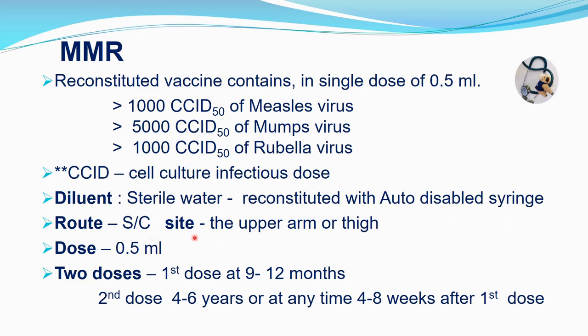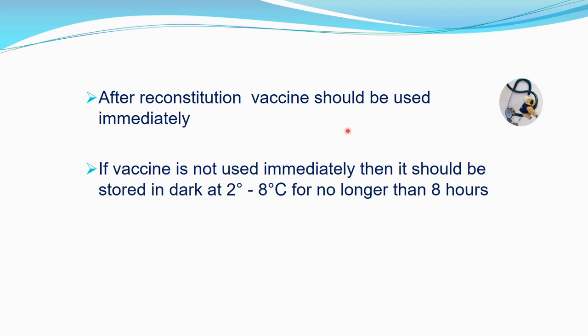Route is subcutaneous, site is the upper arm or the thigh in younger children. Dose is 0.5 ml and 2 doses should be given. First dose at 9 to 12 months of age. Second dose 4 to 6 years later, or at any time at a 4 to 8 weeks interval after the first dose, you can also give. After reconstitution, the vaccine should be used immediately. If it is not immediately used, then it should be stored in a dark place at 2 to 8 degrees Celsius for no longer than 8 hours. After that, you have to discard this vaccine.